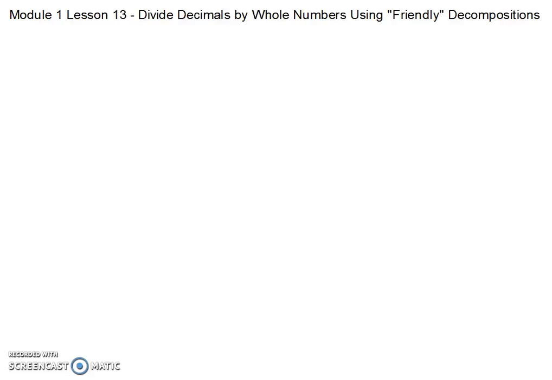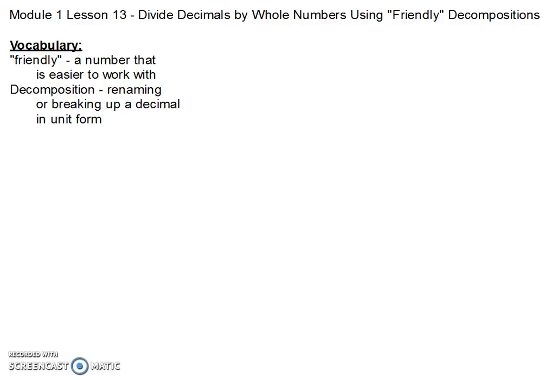In Module 1, Lesson 13, we talked about dividing decimals by whole numbers using a strategy of looking for a friendly number or a friendly decomposition of our decimal. So what exactly are friendly decompositions? A friendly designation means that it is a number that is easier to work with.